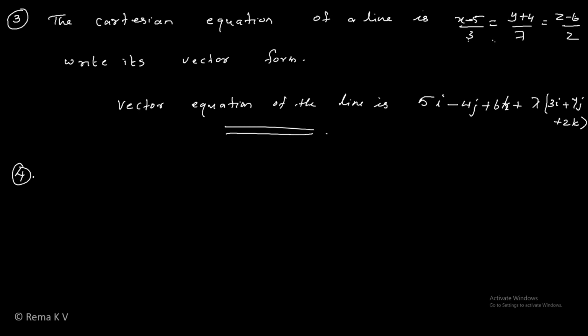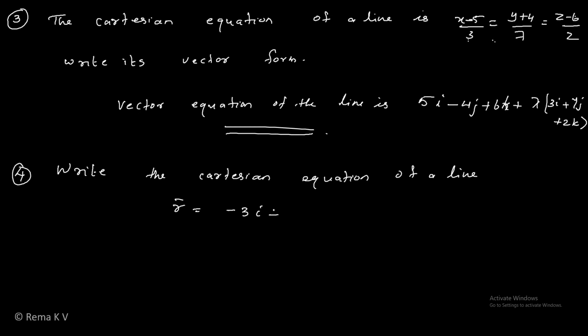Okay, let us do another one. Write the Cartesian equation of a line vector r equals minus 3i plus 5j minus 6k plus lambda into 2i plus 4j plus 2k.